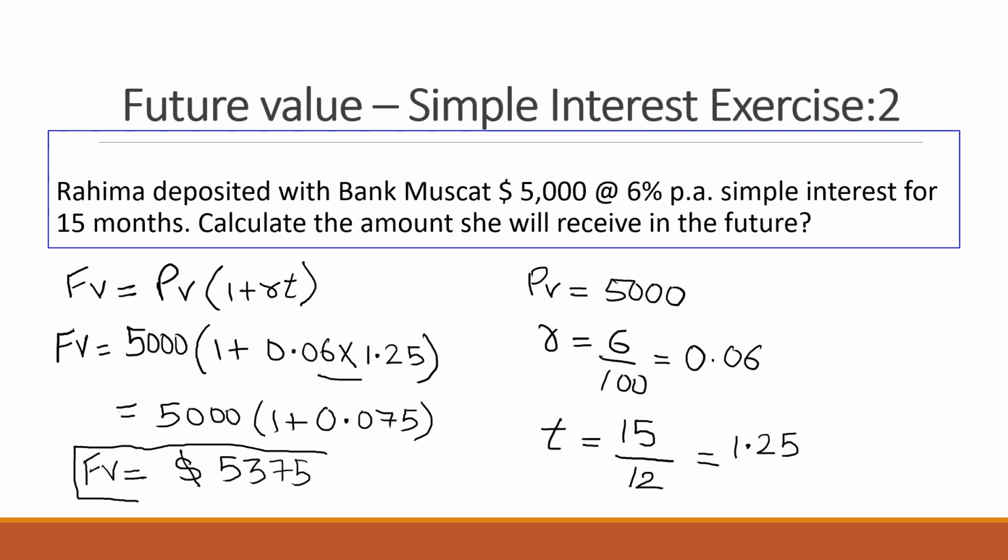So if Rahima deposited $5,000 in Bank Muscat at 6% per annum simple interest for a period of 15 months, she will be getting $5,375 after 15 months. Is that clear?